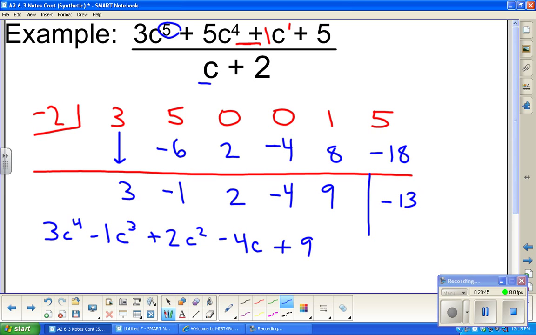All right, and for that remainder, what does it always go over? The thing we divided by. Yep, so minus 13 over c plus 2. There's your answer. Okay, much faster than long division. And much easier.